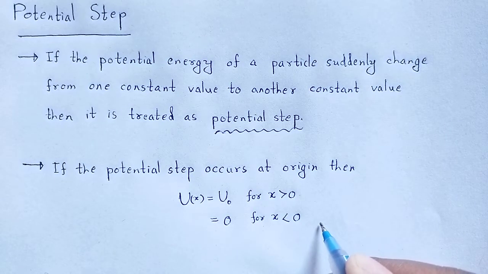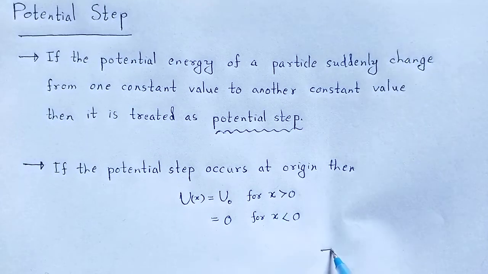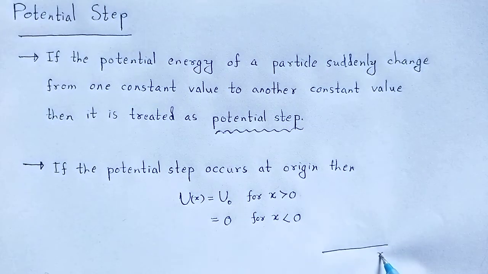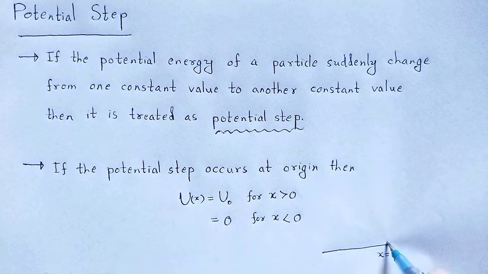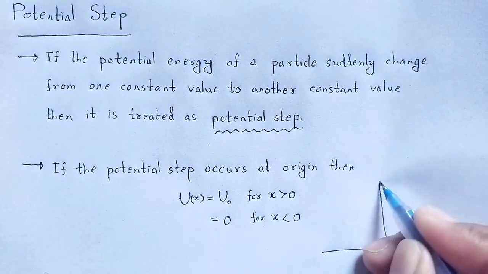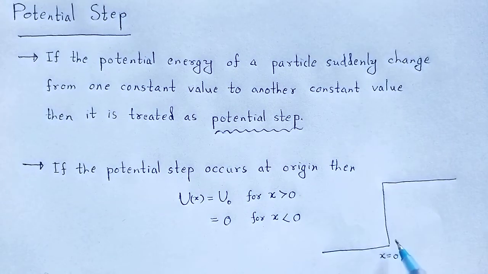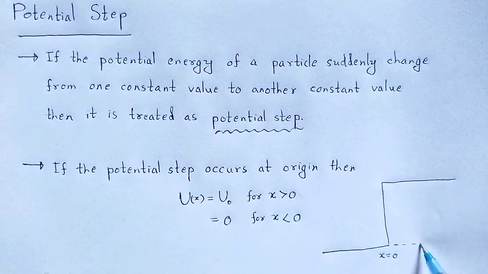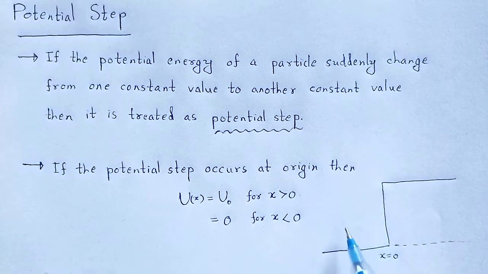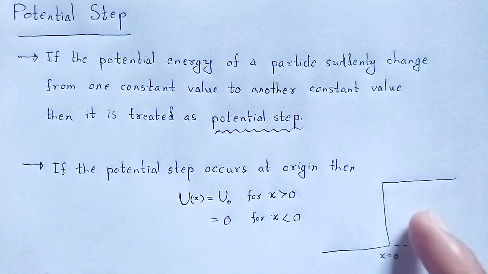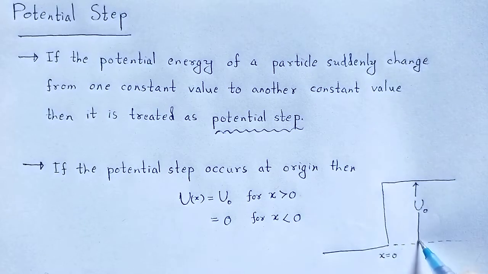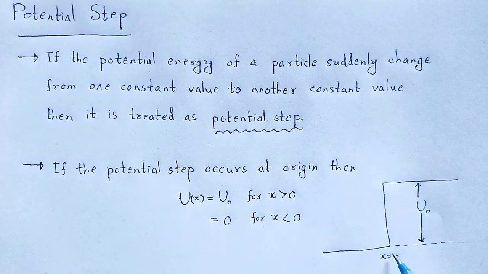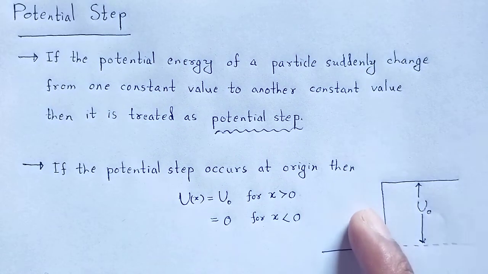Look here, suddenly at origin the potential changes to a constant value. Means this is region 1, this is region 2. In the region x greater than 0, the potential is U naught, and at x less than 0 the potential will be 0.